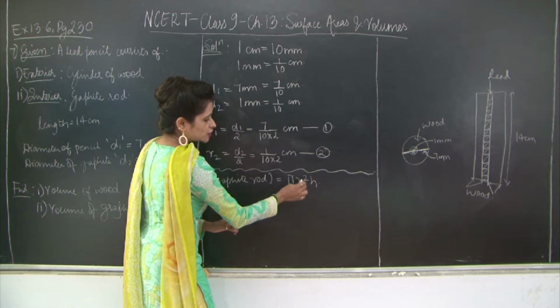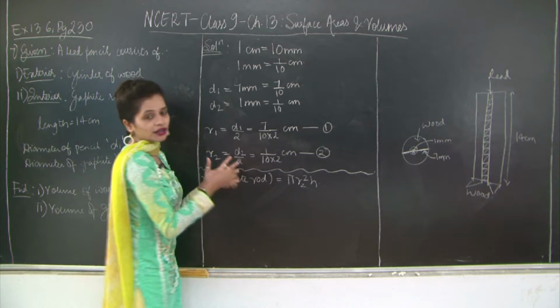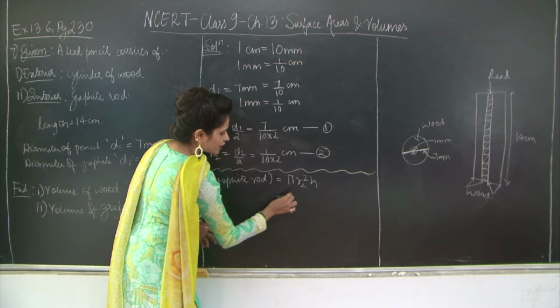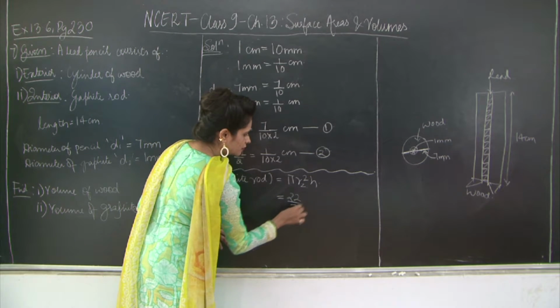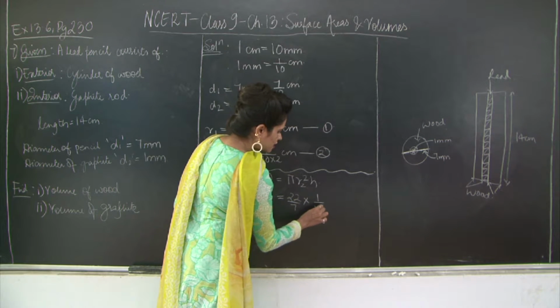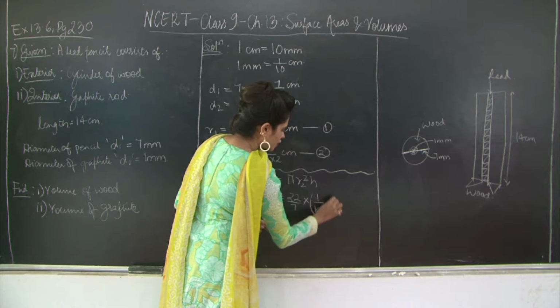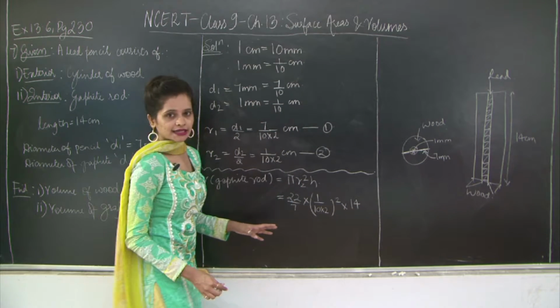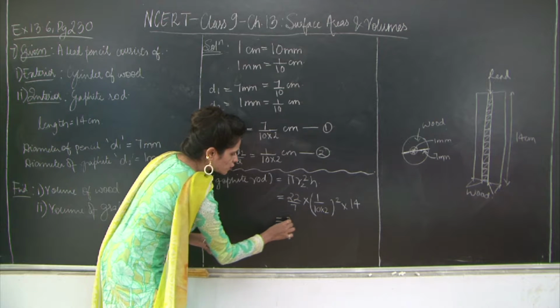Never miss out to mention the numbering, especially when you need to find two things at the same time. So this is πr2²h. This is going to be 22 upon 7 into r2. So r2 is 1 upon 10 into 2, the whole square, into h, which is 14. Everything is in centimeters. So let's open the bracket.